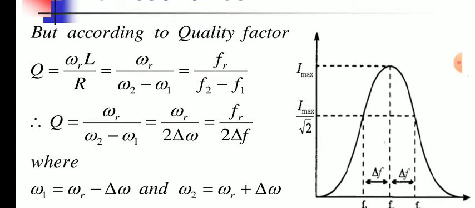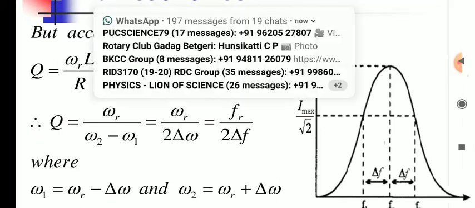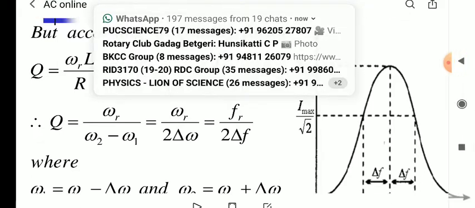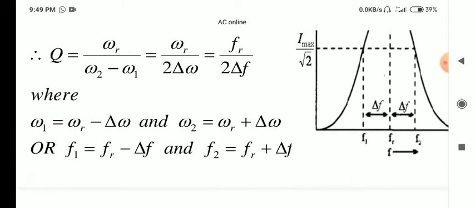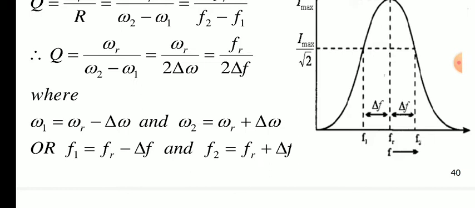So the quality factor is directly proportional to the resonant frequency, and the quality factor is inversely proportional to the bandwidth, that is F2 minus F1, which we call the bandwidth. Therefore the quality factor Q is equal to FR upon 2 times delta F, where 2 times delta F is called the bandwidth. Therefore F1 is equal to FR minus delta F, and F2 is equal to FR plus delta F.